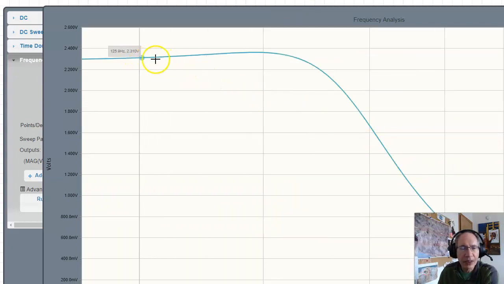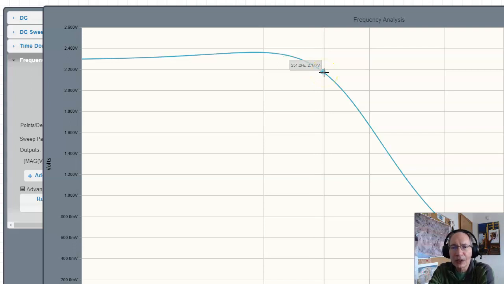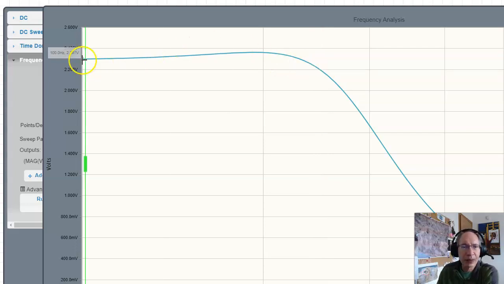And now what I can do is see what the gain is at 250 hertz. Here's 208, 234, 245, 250 hertz. Gain is 2.17. Again, that's relative to DC. DC gain is 2.3. That's K.